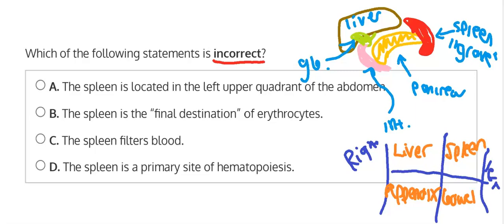So we know that option A, which is saying the spleen is located in the left upper quadrant, is correct. The question is asking for something incorrect, so we can eliminate option A.